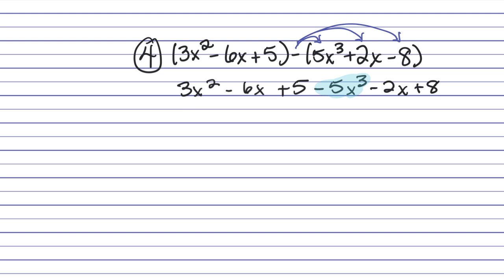So notice I highlighted the sign as well because the sign goes with that negative 5. So I'm going to write negative 5x cubed. Now my next step is to look for the next lowest variable. So I am going to go and look.